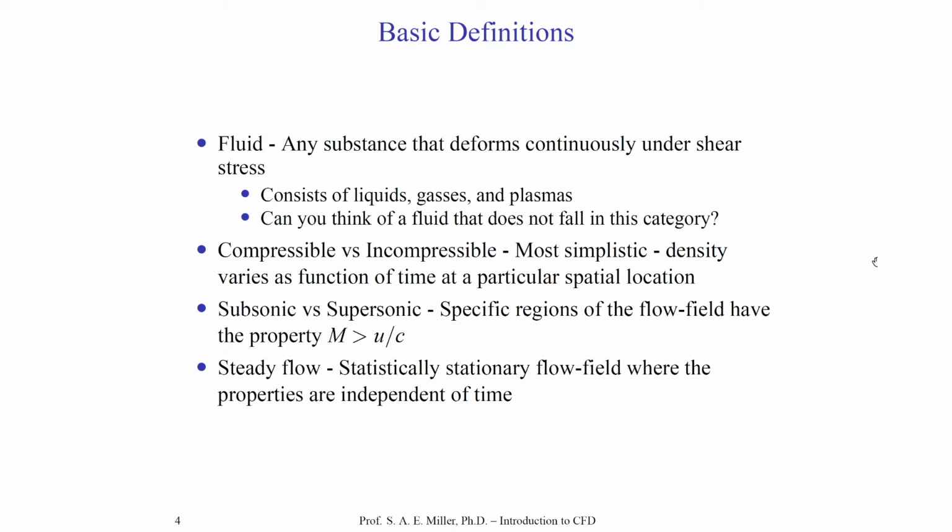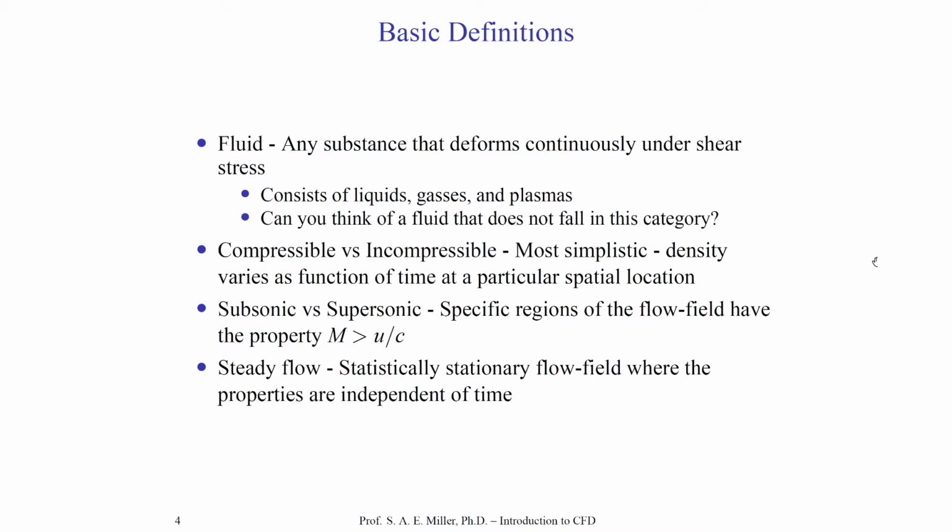We'll also divide our flows into subsonic and supersonic flows. This is where we need to define the Mach number. The Mach number is M equals u over c. That is a local velocity u divided by the local speed of sound c. This ratio creates a non-dimensional number named for Ernst Mach, and we'll call that M throughout the class. If M is less than 1, it is a subsonic flow. If M is greater than 1, it's a supersonic flow.